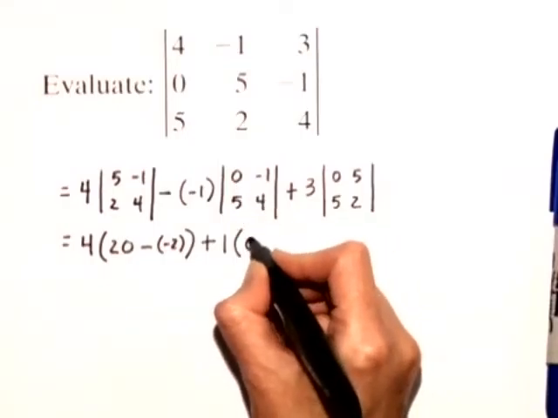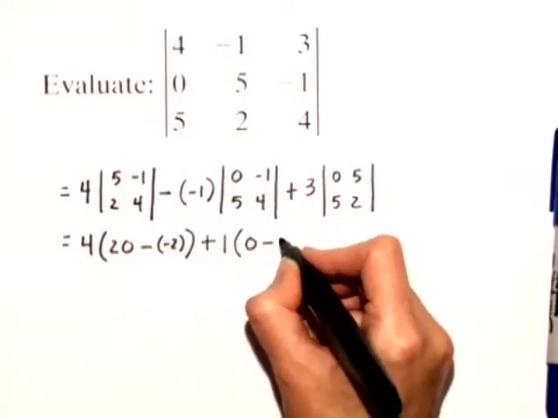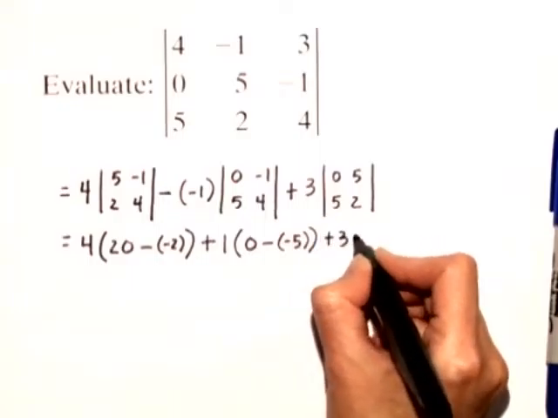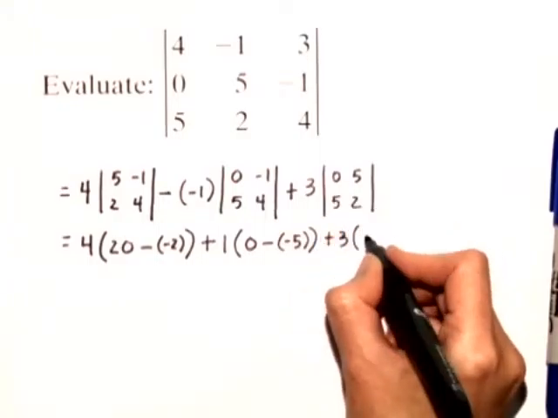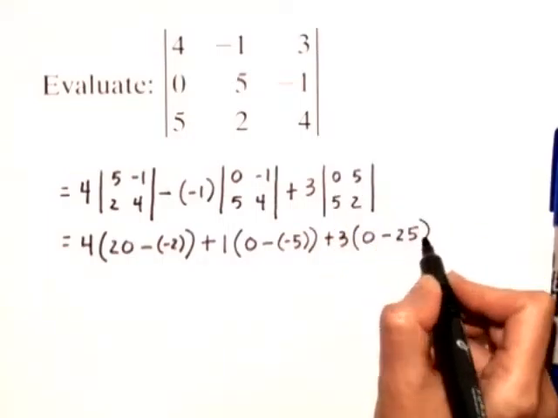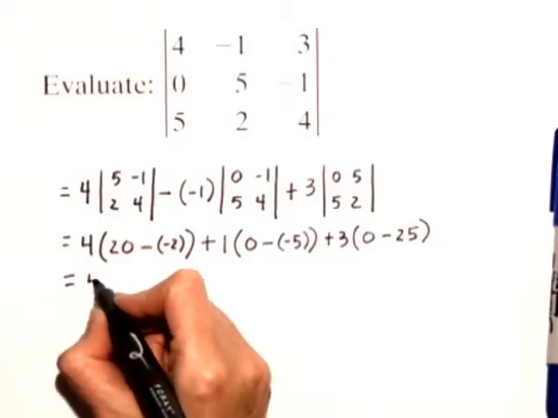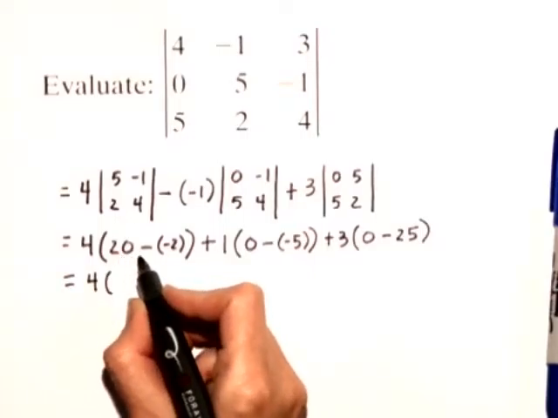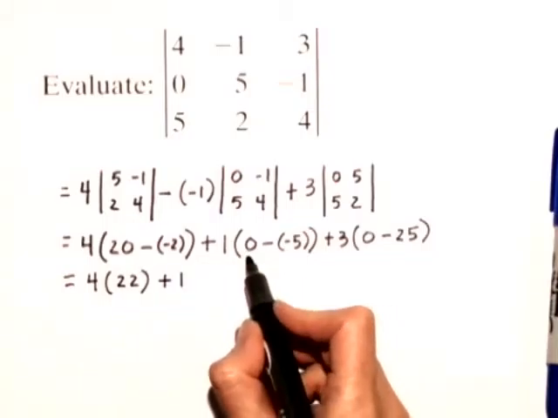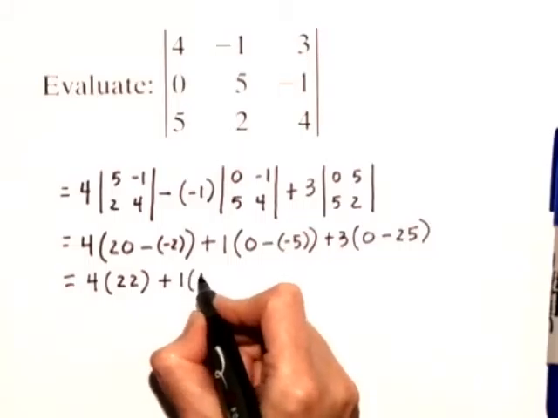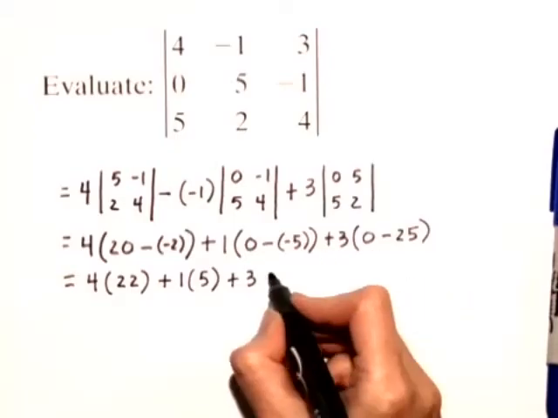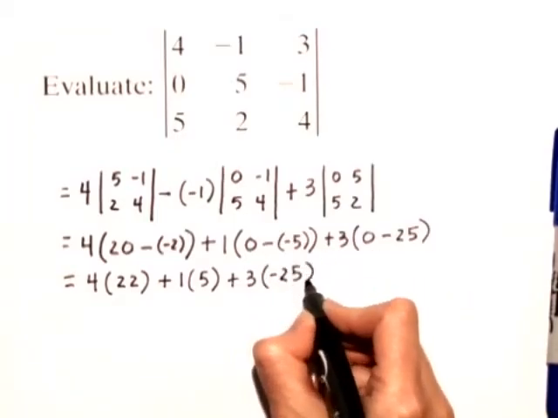0 times 4 is 0, minus 5 times -1 is -5, plus 3 times 0 times 2 is 0, minus 5 times 5 is 25. We can simplify this. We get 4 times 20 plus 2, which is 22, plus 1 times 0 minus -5, which is +5, plus 3 times 0 minus 25, which is -25.